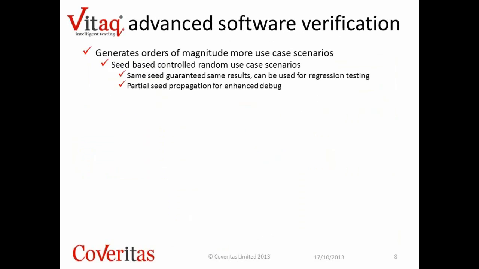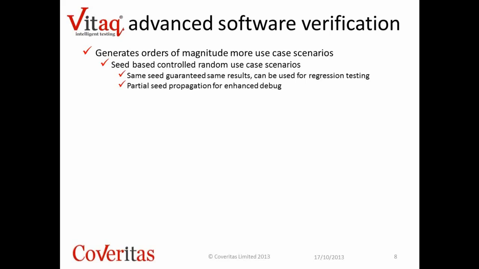So what do we get out of this? Well, our product's called Vitaq, so you've probably seen that a couple of times now. The main benefit that we get from this is orders of magnitude more scenarios, and many orders of magnitude. I leave our tools running continually, actually testing our tools. It sounds a bit incestuous, but we use our tools to test our tools.